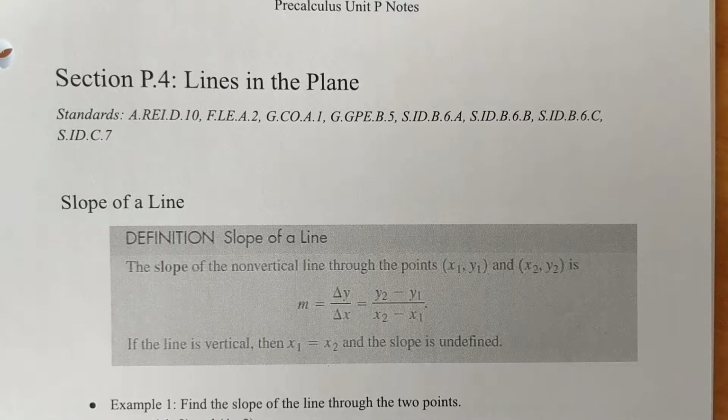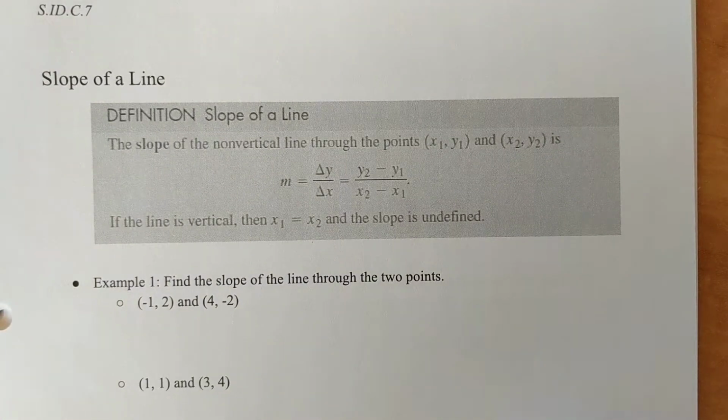All right, so here we have section P4, lines in the plane. So the equation of slope here, m is equal to the change in y over the change in x, which is y2 minus y1 over x2 minus x1. If the line is vertical, then the two x values are equal and you have an undefined slope.